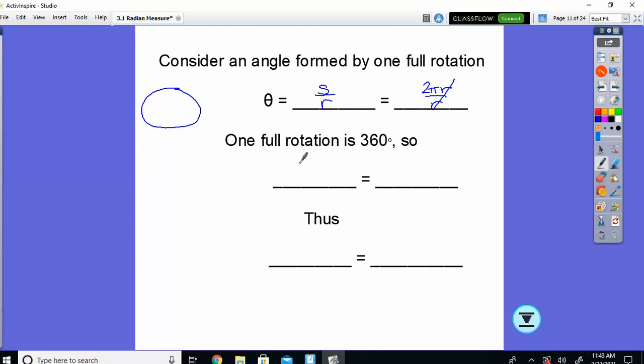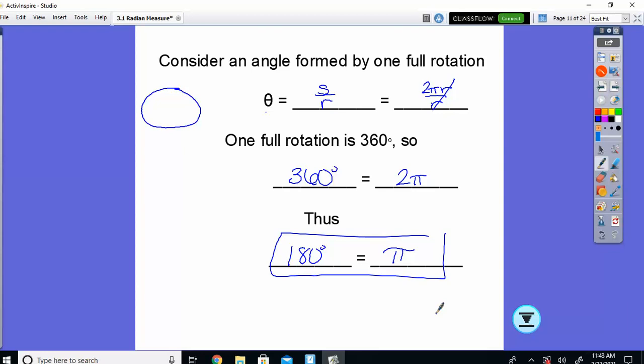Okay, so what that means, all the way around the circle, in degrees, we said is 360 degrees. And we just found that in radians, all the way around the circle is 2 pi. So if you divide by 2, 180 degrees is equal to pi radians. That will be what we use to convert.